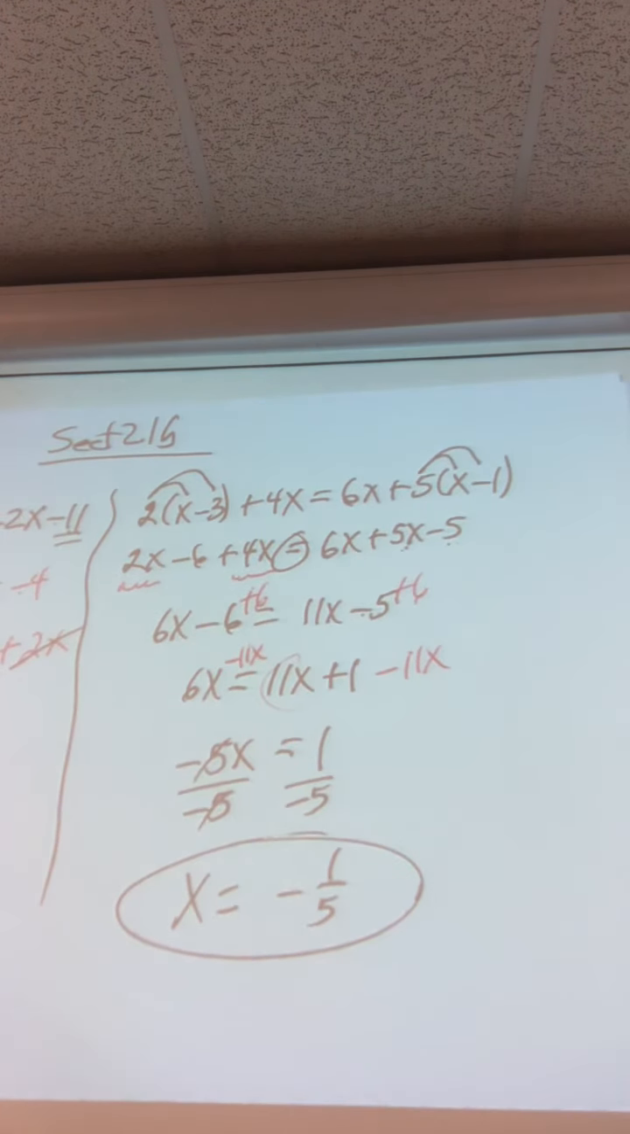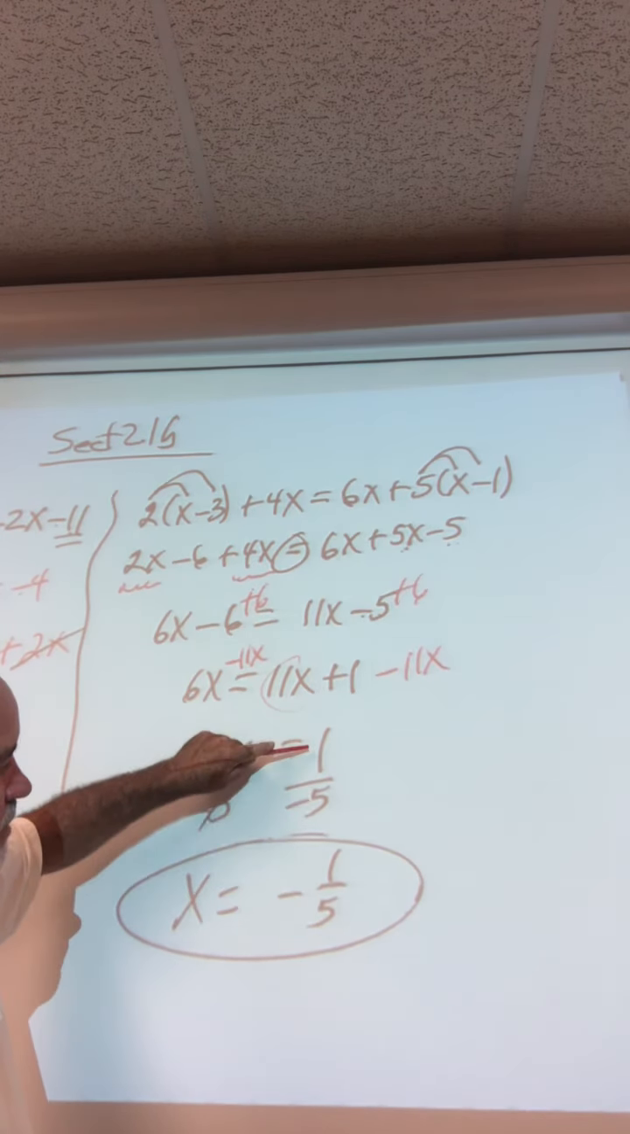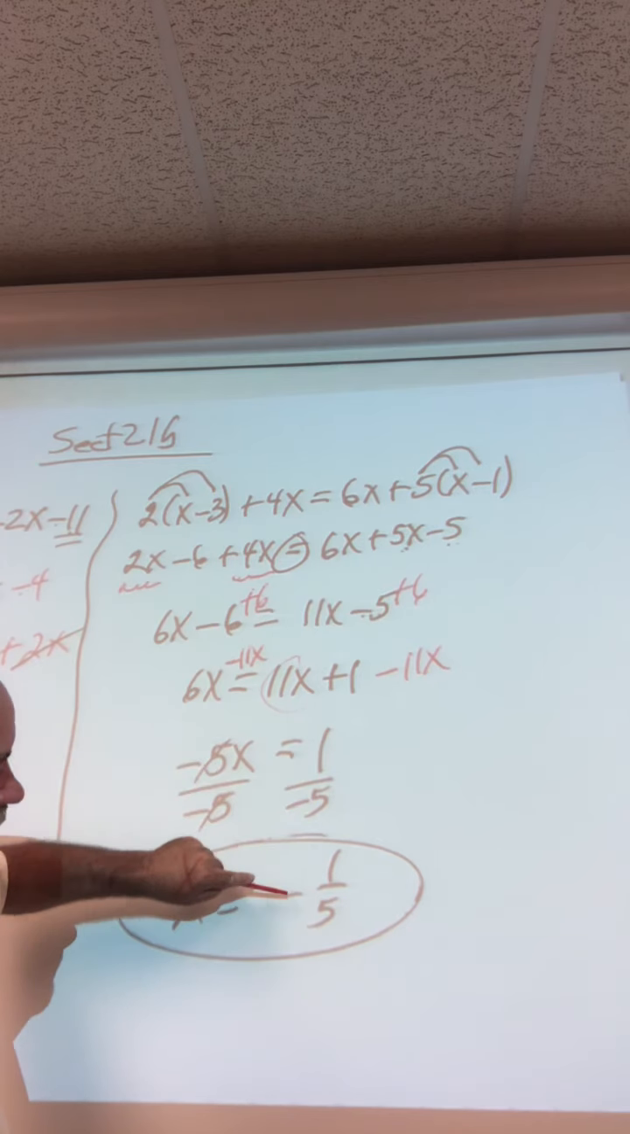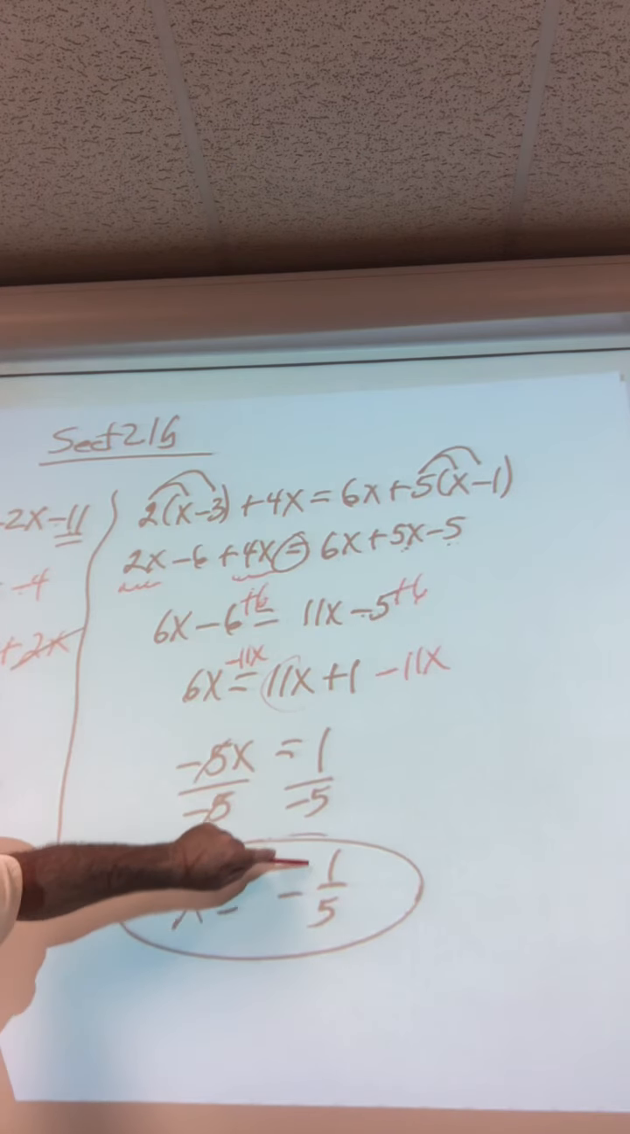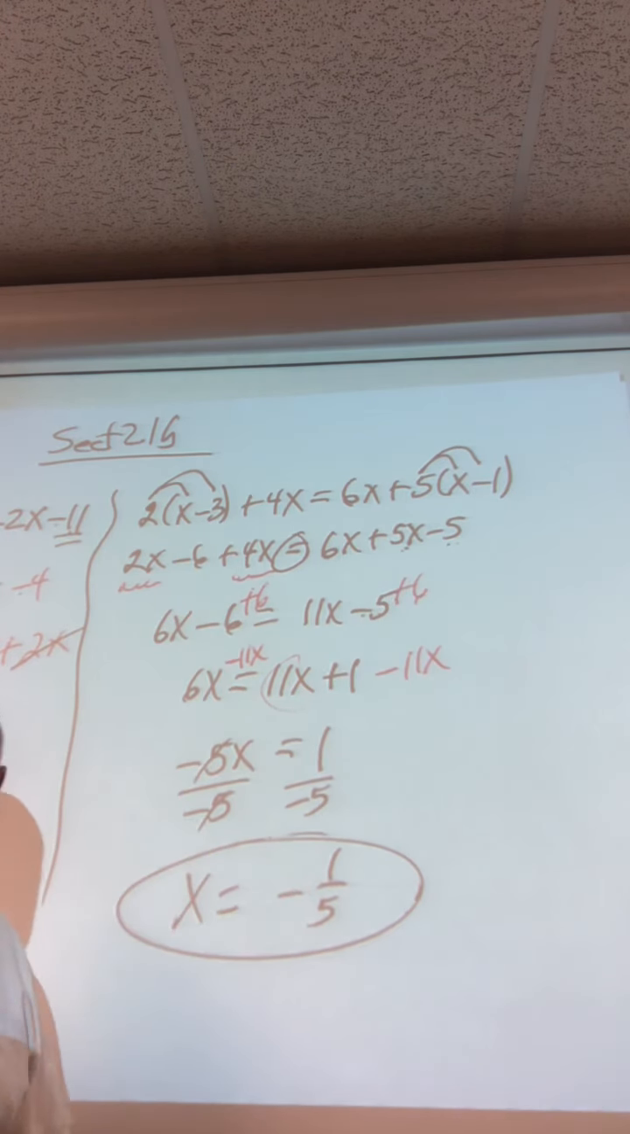Now, the 1 over 5 is not 5. 5 over 1 is 5. But this doesn't reduce. But a positive over a negative is a negative. Now, you can leave the negative in the bottom, but whenever the answer is negative, we typically either put it in top or out in front of the fraction. So negative 1/5 is the solution to that problem.